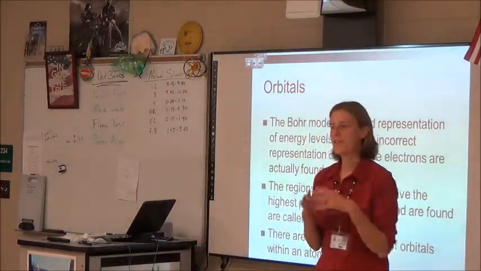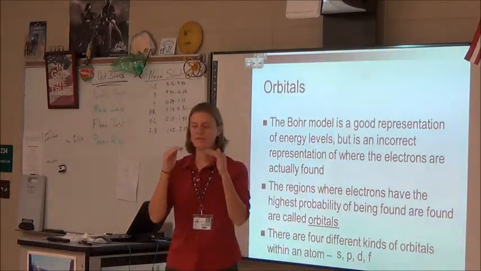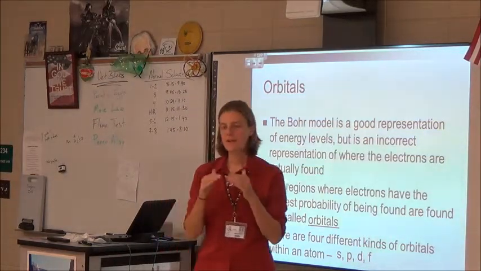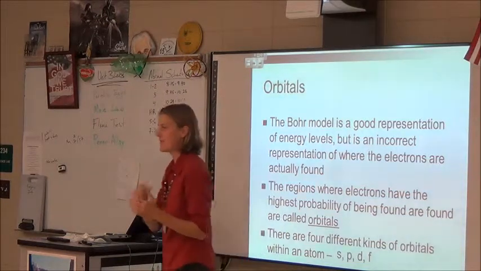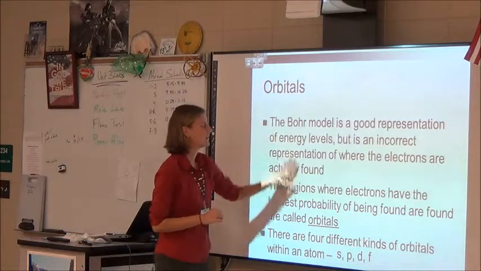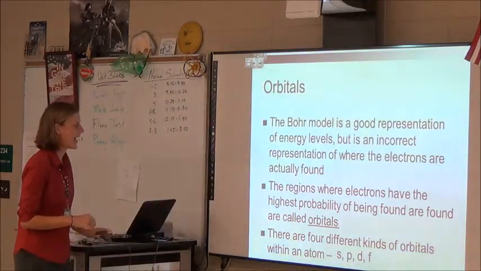It's a better understanding of where electrons are. The Bohr model, the idea of these set rings like the planetary model, that's not really true. The idea of energy levels is good, but the idea that electrons are actually going around these set little paths, not really true. So our orbital model is our better representation of where electrons are actually found in an atom.